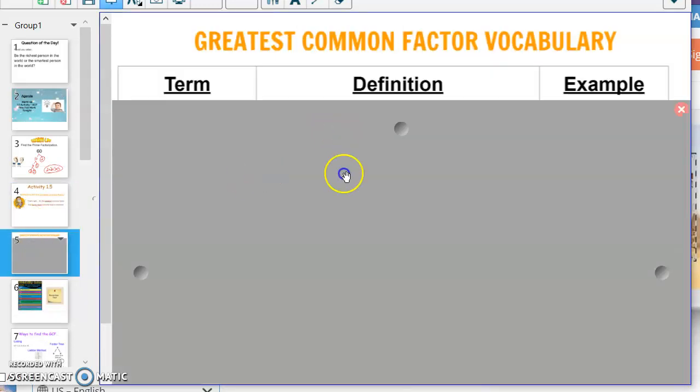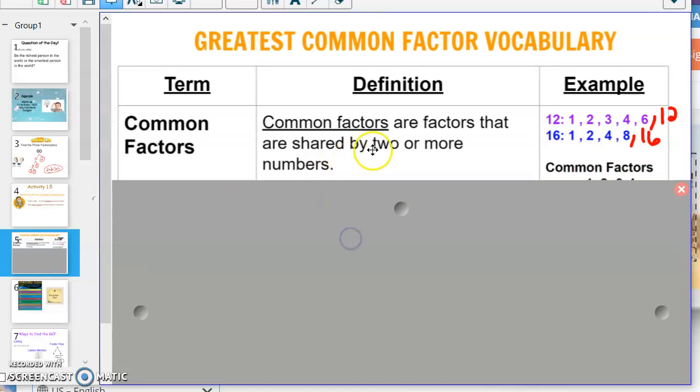So a few vocabulary words. Common factors are factors that are shared by 2 or more numbers. So the factors of 12 would be 1 and 12, 2 and 6, 3 and 4. Those are the factor pairs that we talked about earlier this week. The factor pairs of 16 would be 1 and 16, 2 and 4, and then of course 4 times 4.